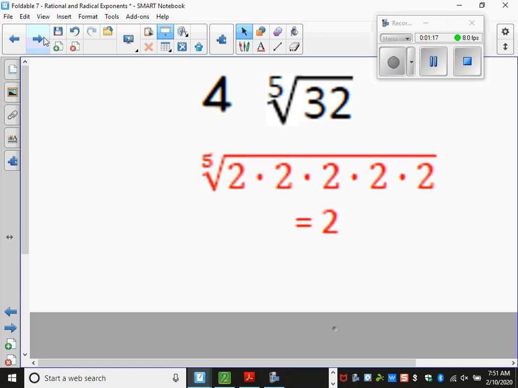So we're going to run through this part fairly quickly. Again, what same 5 numbers can you multiply together to get 32? And the answer is 2. So that's what the index tells you: how many times you're multiplying the same number together to get the number under the radical.